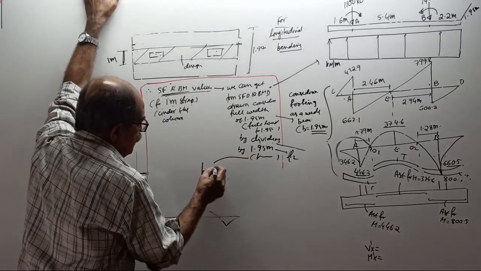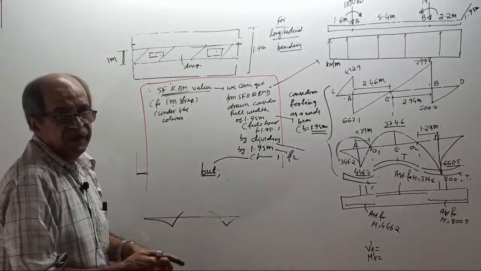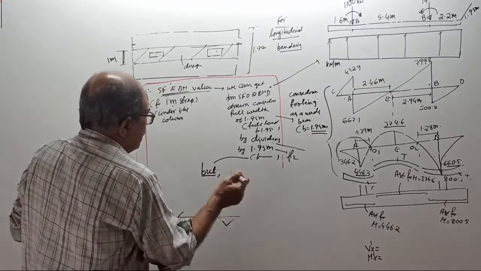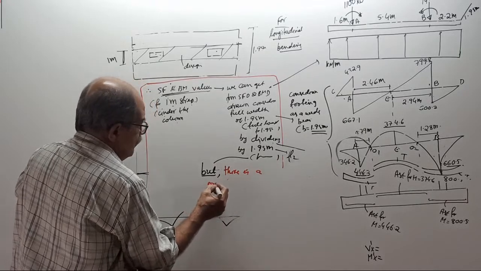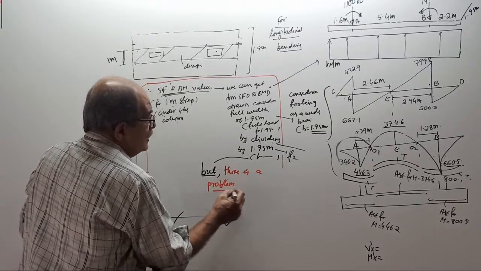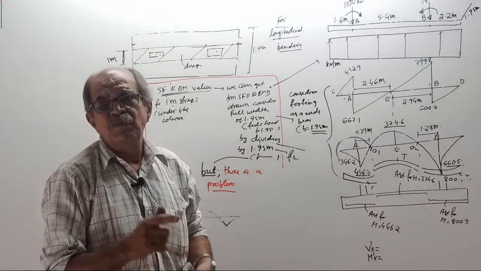Okay. But you write this way. But, you see, in red color, there is a problem. What, tell me? But there is a problem. What is the problem? There is a problem. Tell me, what problem?